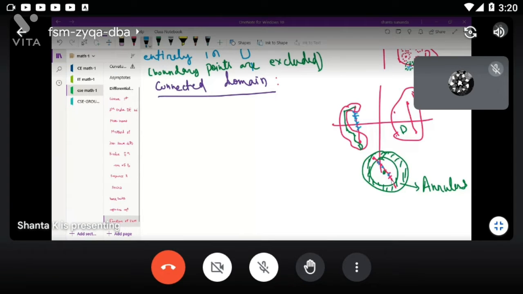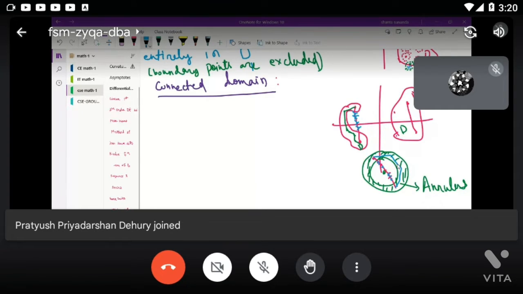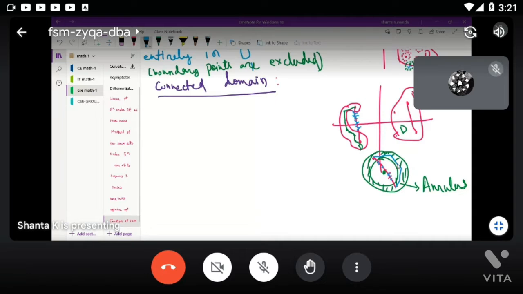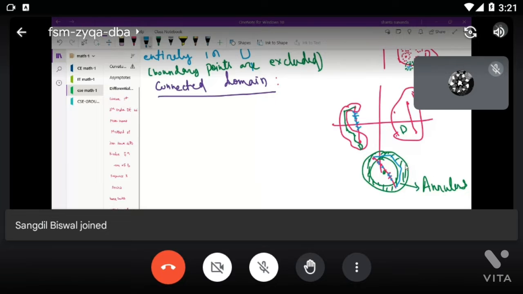So you see, in this way you can consider. So this path is lying inside the domain. We are able to find a path, consisting of a finite number of line segments, that lies inside the domain. So this is also a connected domain.